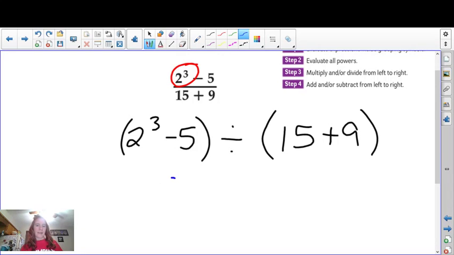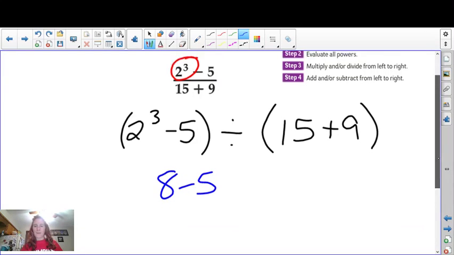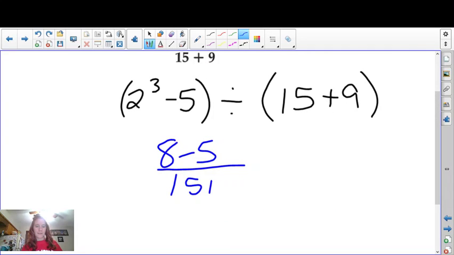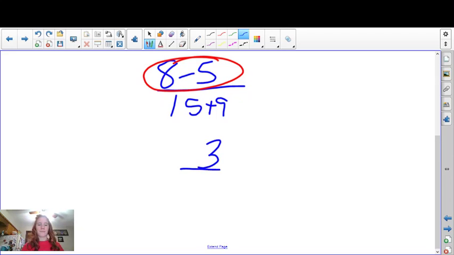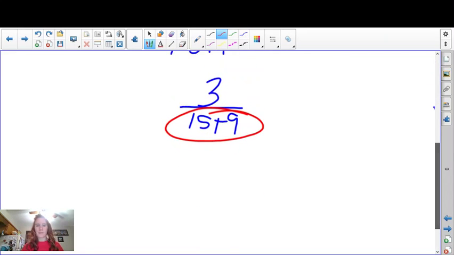So 2 to the third is 8. So I have 8 minus 5 divided by 15 plus 9. And then I still have more guys up there, so I'm gonna go ahead and put that together and say 8 minus 5, which is 3. And next I say, oh, hey, look, I've got a denominator that needs simplifying. So I have 3. 15 and 9 give me what, 24? Yeah. I didn't mean to change red. Back up. Oh, much better. Now my colors are easy to follow.